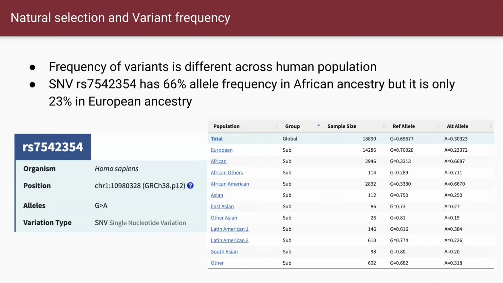Okay, so here is one example of how we represent the frequency of a variant across different populations. As we saw last time in the dbSNP database, you see this is the dbSNP ID. You can see the different frequencies of variants in these populations. If you look at the European, it's around 23%, and if you look at African, you see 66% or something like that.